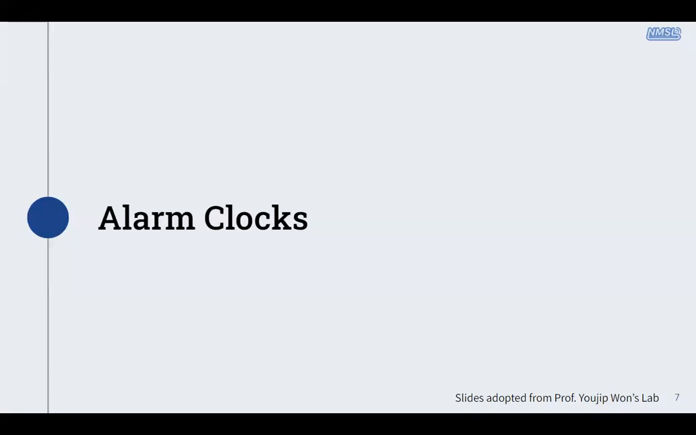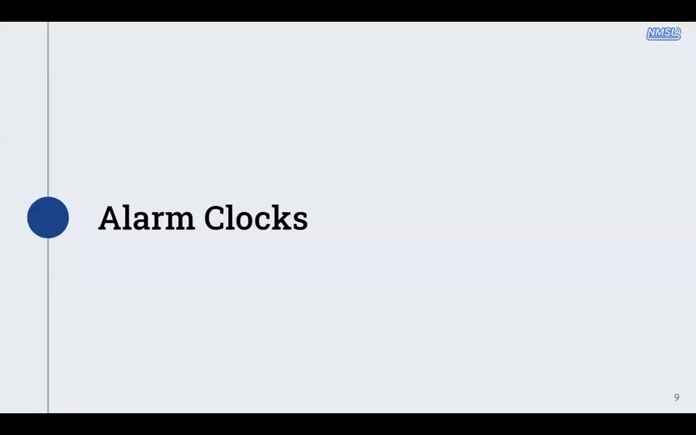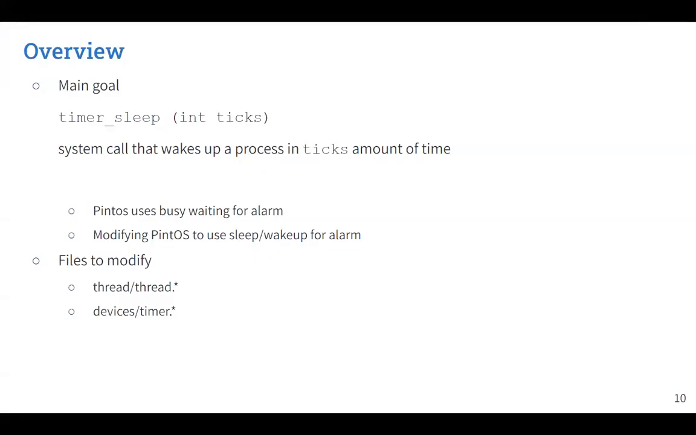I'll move on to the lab session materials. This part is about alarm clocks. Project 1 consists of 3 large topics. The first one is alarm clock, the second one is priority scheduling, and the third one is the advanced scheduler. Today we'll cover alarm clock and priority scheduling. The main goal of alarm clocks is to implement the function timer_sleep, which is a system call that wakes up a process after a given number of ticks.